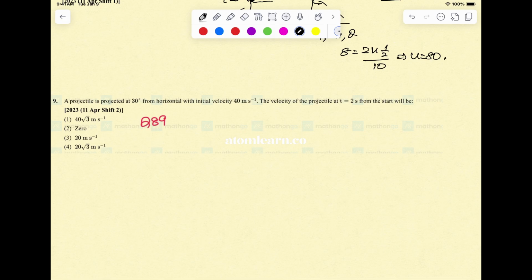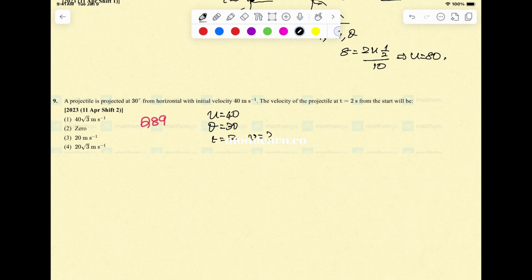A projectile is projected at 30 degrees from the horizontal with an initial velocity of 40. U equal to 40 is given, theta equal to 30 is given. Then the velocity of the projectile at t equal to 2 seconds from the start will be, at t equal to 2, velocity equal to how much? Fine. Now it is from the fundamental concept.